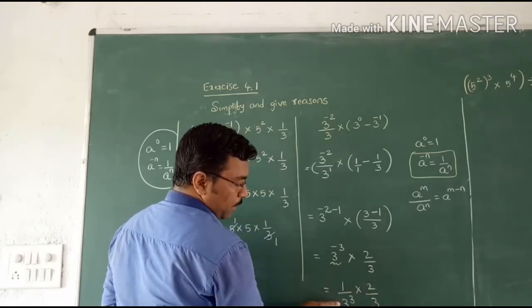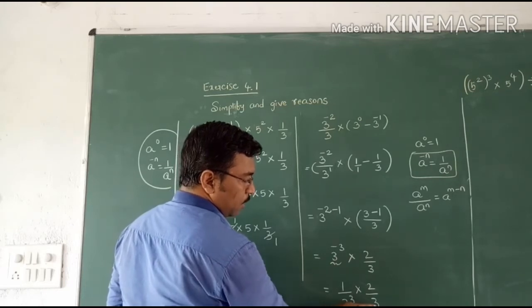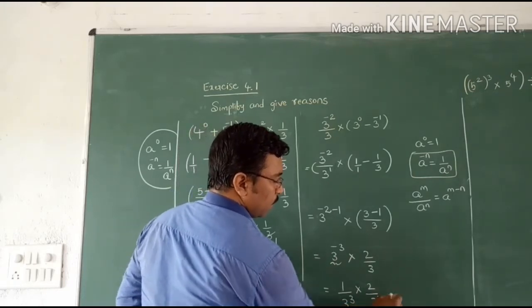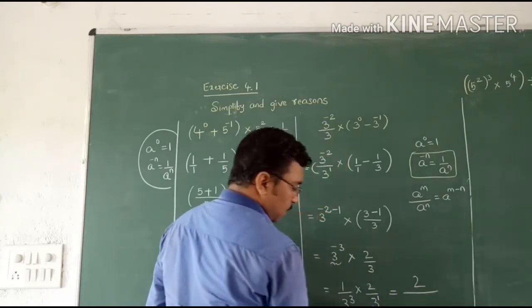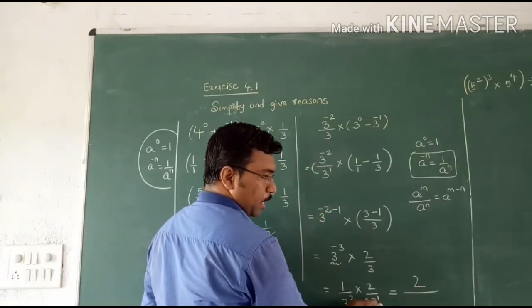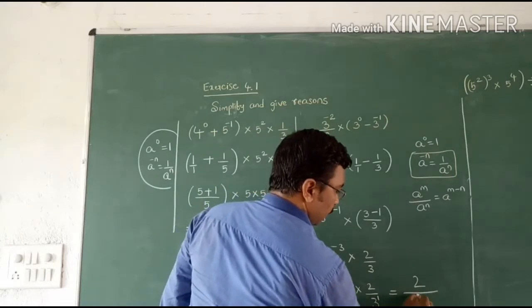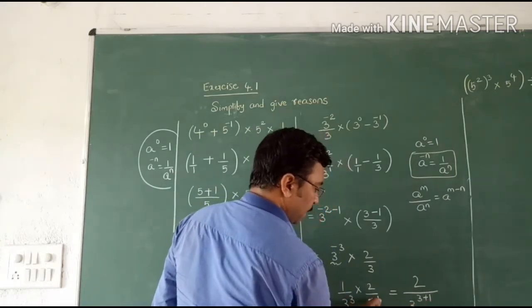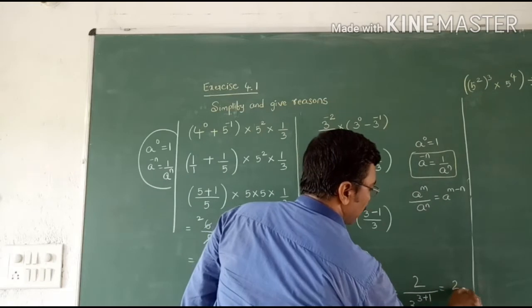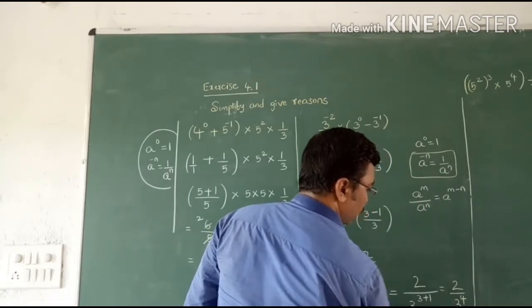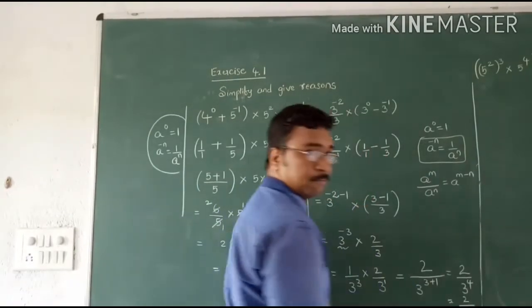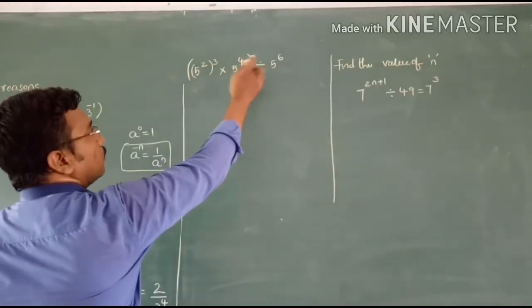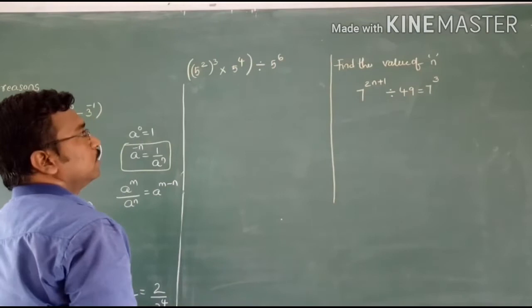So in the denominator, if we observe 3 power 3, here 3 is nothing but 3 power 1. So in the numerator, 1 into 2 by, this is the form of a power m into a power n. So 3 power 3 plus 1, m plus n. So 2 by 3 power 4, that is 2 by 81, into 5 power 4 divided by 5 power 6.